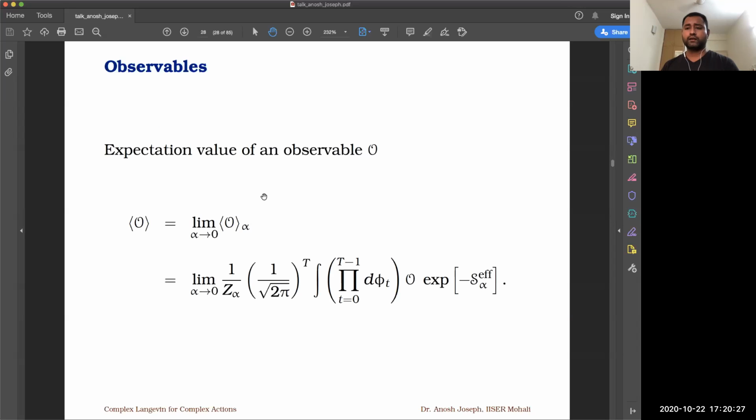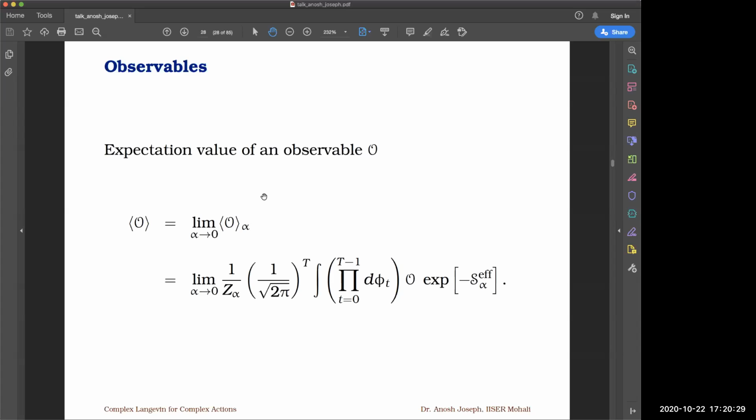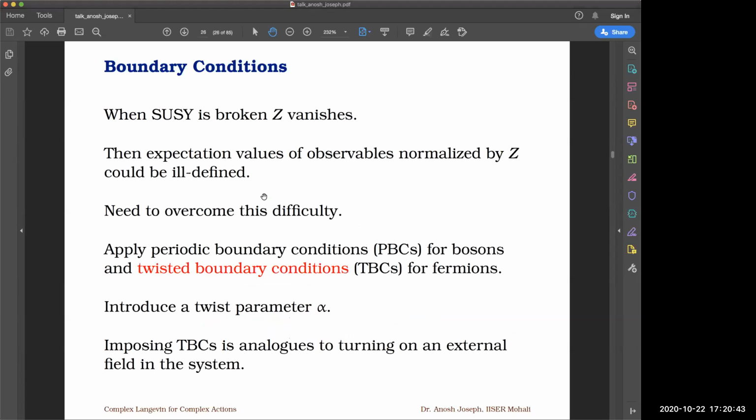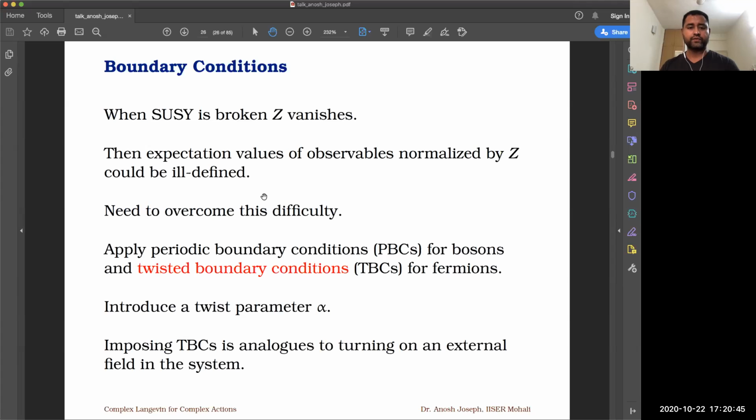Quick question, Anosh. Yes. Sarindu here. This question is also bothering me. When does Z vanish? If you don't mind, could you update your slide and put that reference there so that we can take a look at it later? Yes, of course. I will do that.